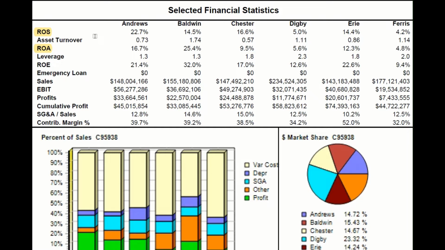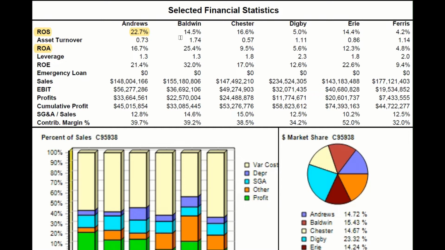The first one is return on sales. Basically, this shows us, if you will, the efficiency of the sales dollar. For example, if we take a look at Andrews, it is 22.7. We can convert this into pennies on the dollar. So Andrews represents almost 23 cents on the dollar. For every dollar in revenue, Andrews is going to generate income of 23 cents.